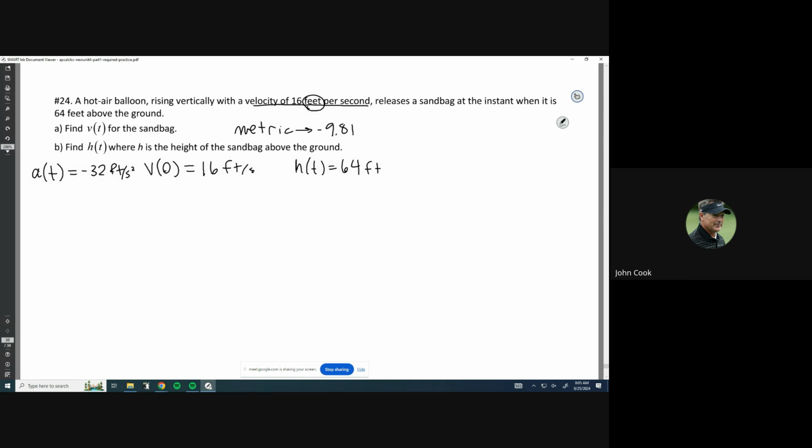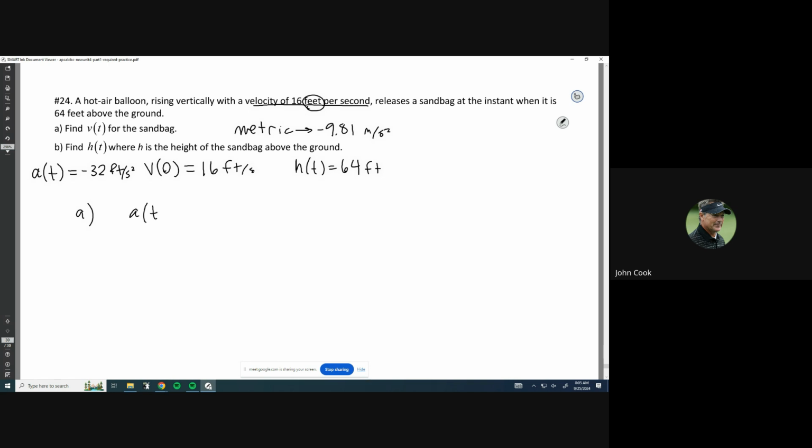9.81. I don't remember if we use 9.81 or 9.8 in the notes, but 9.81 meters per second squared. So be aware of that. Know those two because they're very helpful when you're talking about vertical motion. It's really helpful for part A because that's going to help us find the velocity function for this object. The only thing acting on this thing right now is gravity.